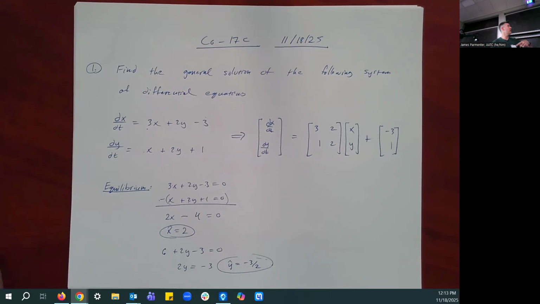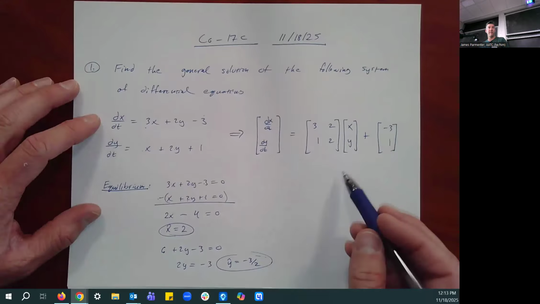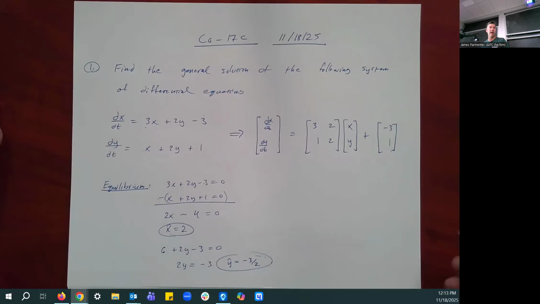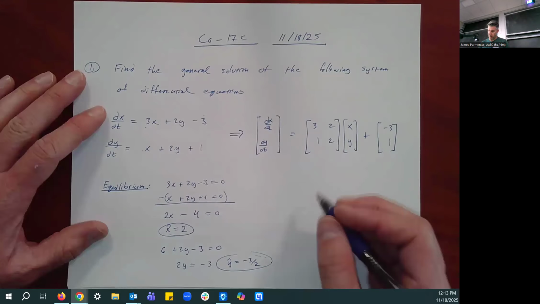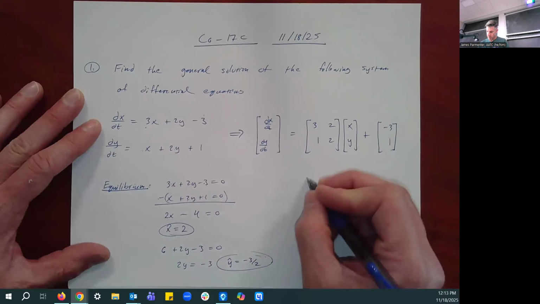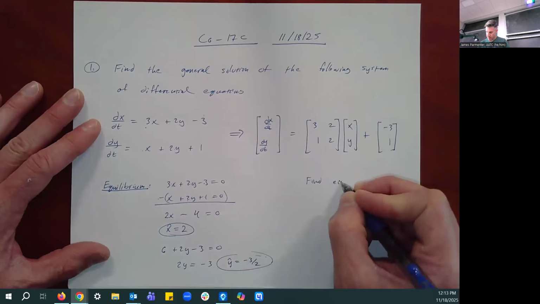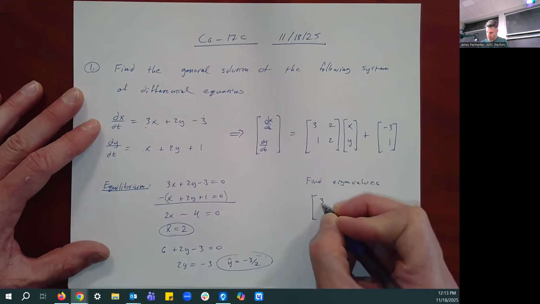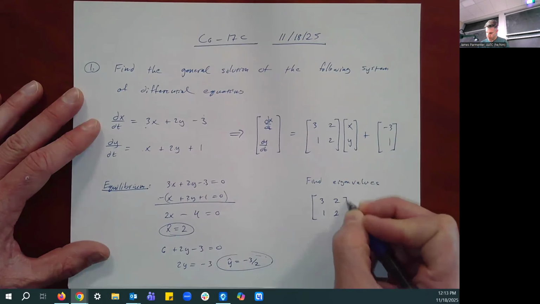What we're going to do with that is, at the very end of this process, after we find our general solution, we're going to add that on to the end. That's what we do with our equilibrium if we're not showing all the steps in between. Okay, so usual process: eigenvalues, eigenvectors, the whole shebang. In fact, I think you all should find the eigenvalues right now. Go ahead and find the eigenvalues of the matrix [3, 2; 1, 2].